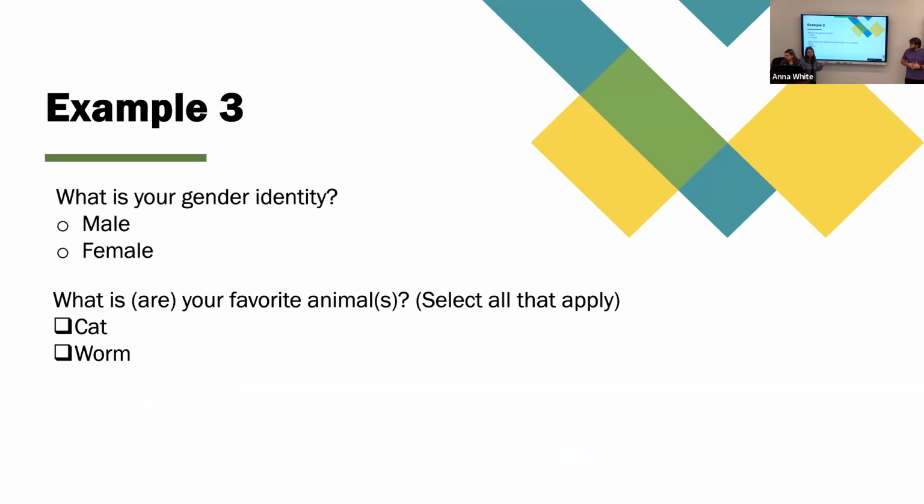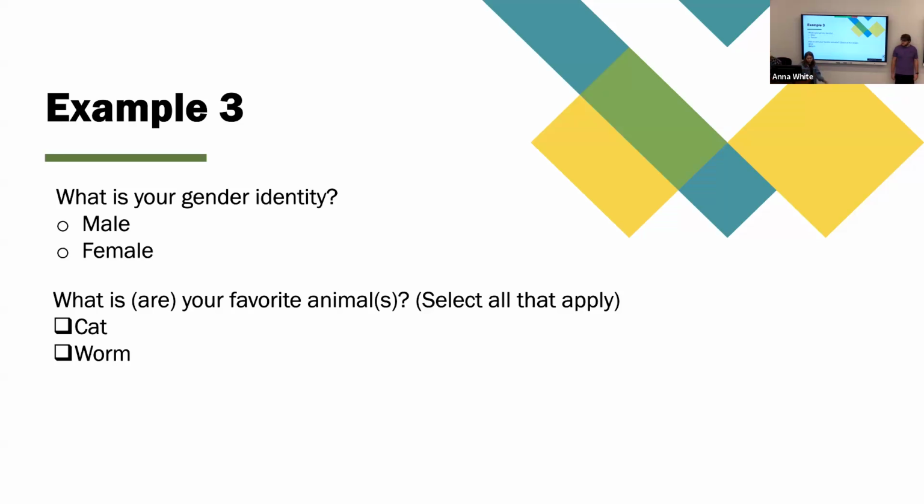Okay, so let's go over another example of the chi-square test of independence. For this one, let's say you ask, what is your gender identity? To simplify it, just say male or female. And then we'll ask, what is or are your favorite animals? The way this one is different is you could choose cat, you could choose worm, or you could choose cat or worm. So if the person were to choose both cat and worm, the categories would not be mutually exclusive.